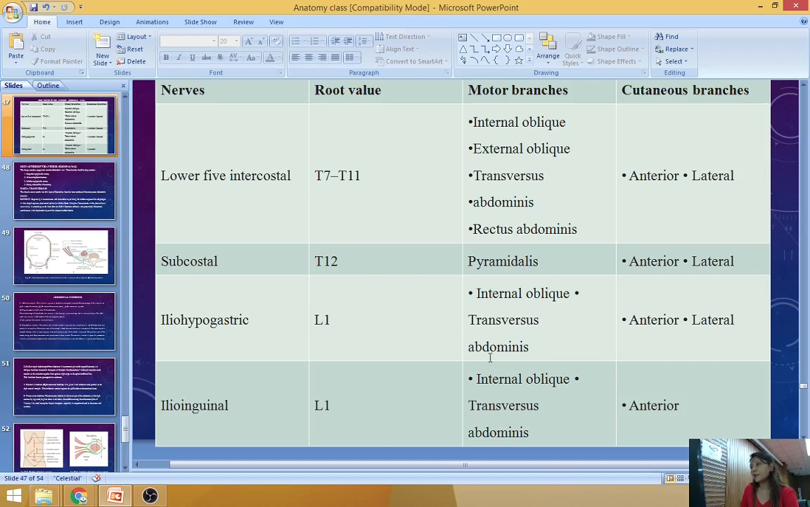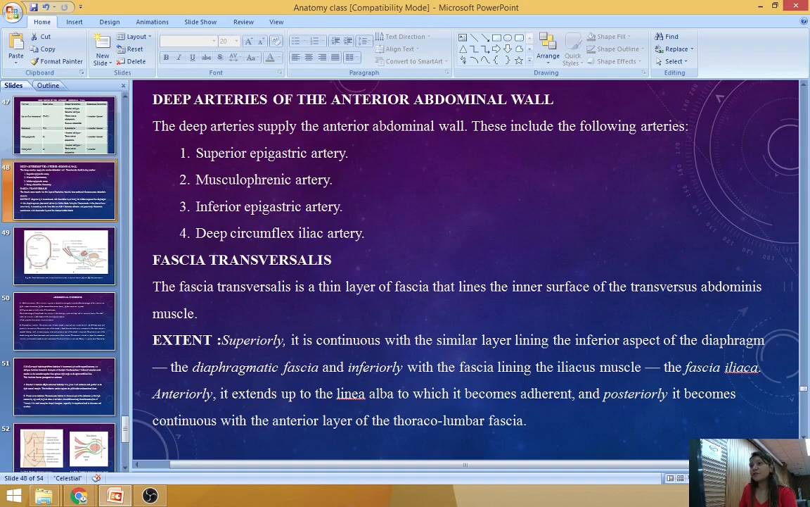L1 and L2, it supplies the internal oblique and transversus abdominis. Okay, these are the motor, and then we have the cutaneous branches. Also we have deep arteries, that is superior epigastric, musculophrenic, inferior epigastric and deep circumflex. Okay, the next layer is the fascia transversalis.